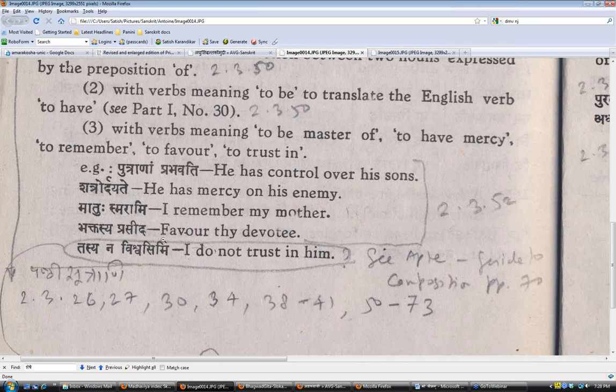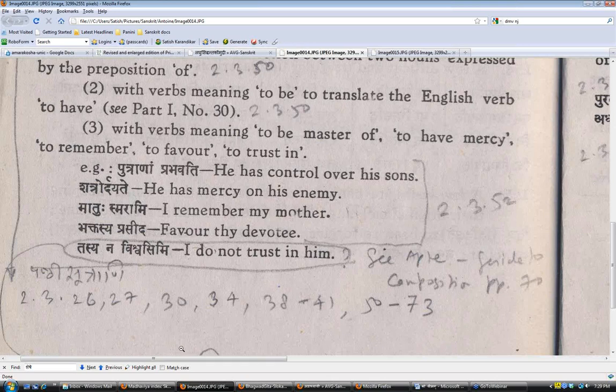The same sutram, because there are three: adhig, daya, and isha. Three are given in 2.3.52. This one is also in that. Daya is the second one. Matus smarami, we just talked about that. I remember my mother with regret, like my mother has passed away or something. I remember my mother because of her good qualities. Matus smarami. Bhaktasya prasida. Prasida is not in that list, but it means to be kind, to be gracious, to favor. So these are the extensions we have to make now. Bhaktasya prasida means be kind to your devotee, be gracious towards your devotee. Among these three meanings, it's not remembering, it's not ruling, it's dai. The dai is the one being used.